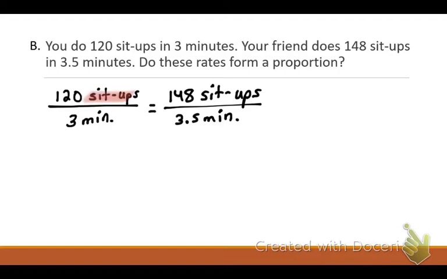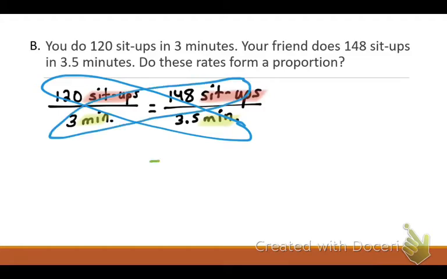So here's the deal, guys. Once again, look, sit-ups are on top on the left side, which means sit-ups have to be on top on the right side. Same with the minutes. So you're doing sit-ups per minute on both sides. Now, what do I have to do? Cross multiply. We're using our cross product, so we multiply the things that are across from each other. Drop down the equal sign. On the left side, I'm going to write 120 times 3.5. Excellent. On the right side, I'm going to write 3 times 148. Very good. Now, it does not matter which order you put it in. You could say 3 times 148, or you could say 148 times 3. You're going to get the same answer no matter what.